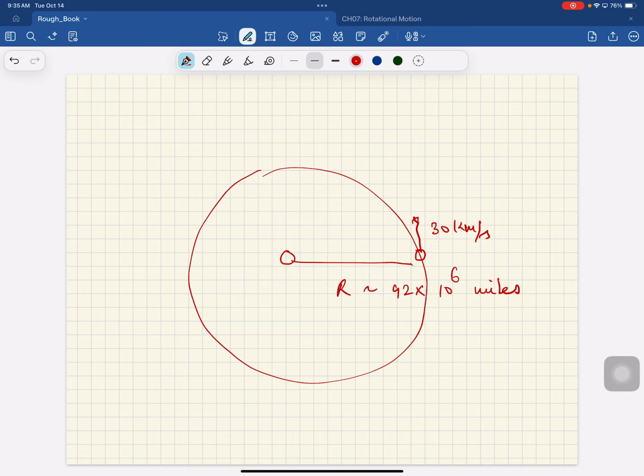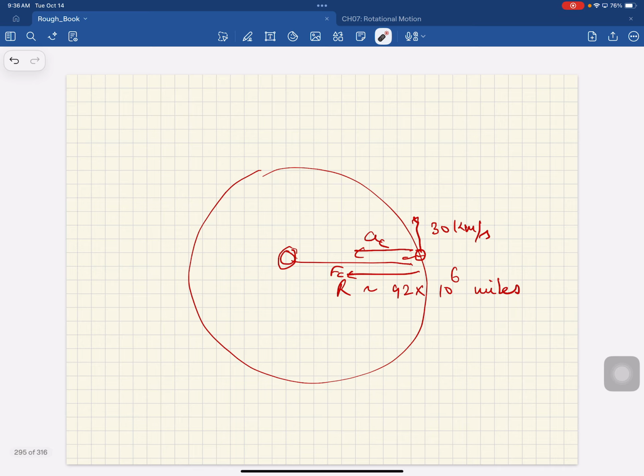The speed of the earth is not changing, but is it accelerating? Yes, it's accelerating because the direction of the velocity vector is changing. So the earth has a centripetal acceleration, which needs a centripetal force. Where is that force coming from? Gravity. The sun's gravitational force is what's providing the centripetal force. That's what makes the Earth go around the sun.